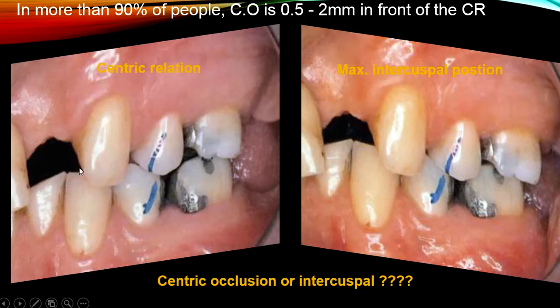بمعنى احنا اذا سوينا أي كراون أو ريستوريشن على سنتريك ريليشن، هذا الريستوريشن إذا كان مربوط ما بي أي بريماتشور اوكلوزال بريماتشوريتيز أو ما بي أي هاي سبوت بالسنتريك ريليشن، ممكن المريض لما يجي على الانتركاسبال بوزيشن العلاقة اختلفت، راح يصير عندنا بريماتشور كونتاكت. اوكي، فاحنا لازم نعرف من البداية مثل ما قلنا أي علاقة نسجلها ونخلي المختبر يشتغل على ضوءها.